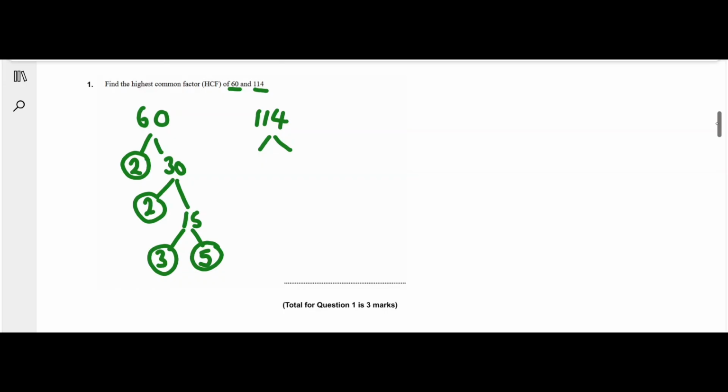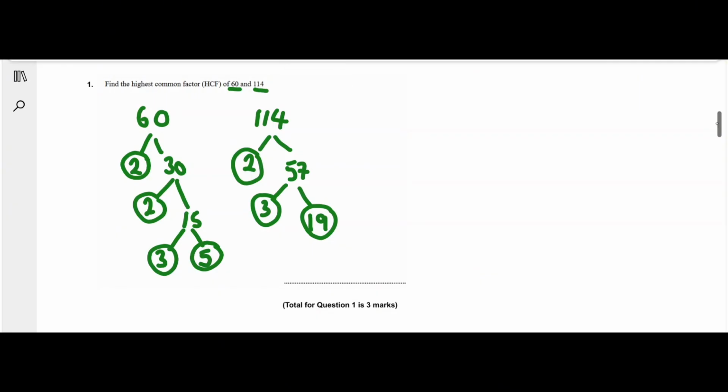So now I'm going to do 114 in the same way. We've got 2, and that's 2 lots of 57 to give me 114. 57 isn't divisible by 2, so I now move to the next prime number, which is 3. And that's going to be 3 lots of 19, which is a prime number, so I stop there. So again, if you were asked to write 114 as a product of its prime factors, it would be 2 multiplied by 3 multiplied by 19.